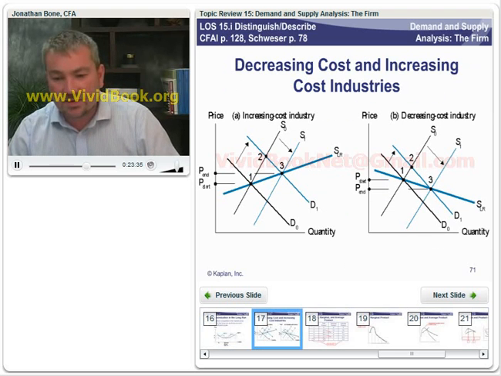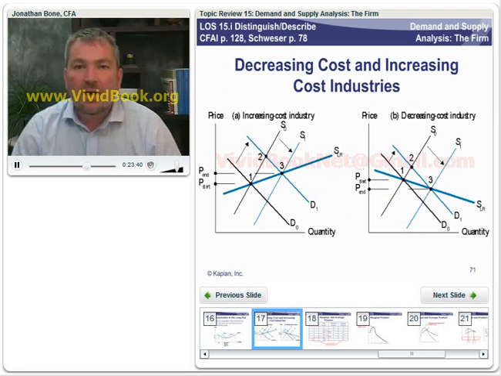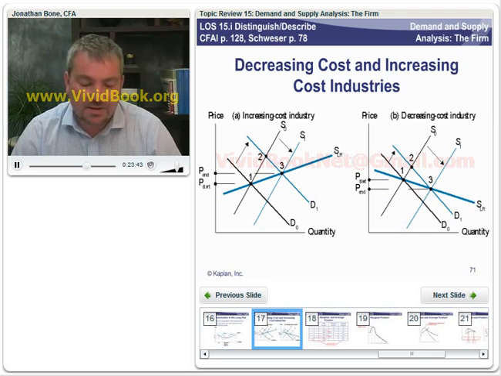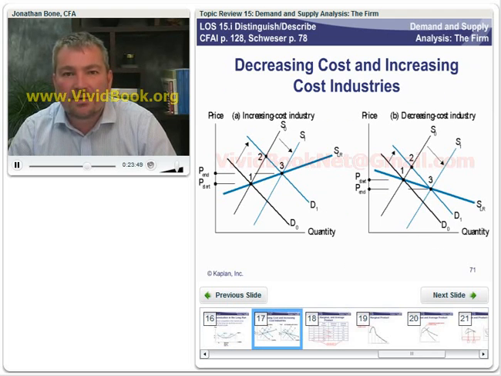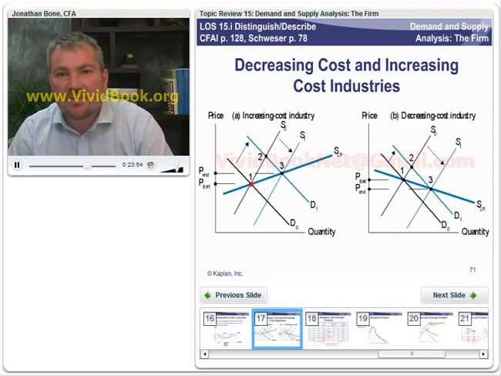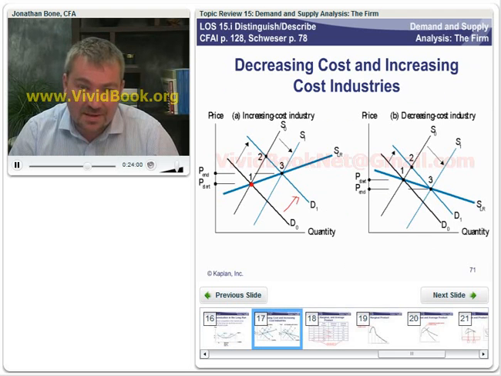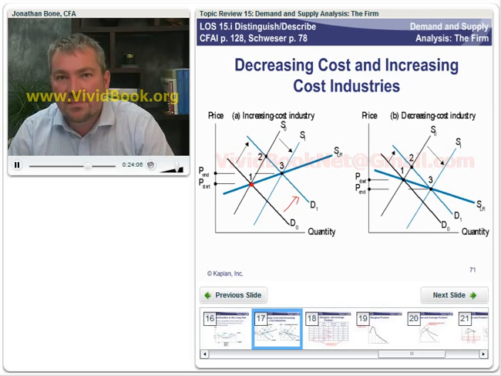Okay, decreasing cost and increasing cost industries. Let's just have a quick discussion about that. Okay, now let's imagine we've got an increasing cost industry. We're starting off at point 1 on our diagram, and we're going to argue that there's no economic profit there. For whatever reason, the first thing that happens is demand shifts. Higher demand means higher price. If we had no economic profit at point 1, when we shift to point 2, we're now generating economic profit. So at point 2, price is greater than average total cost.